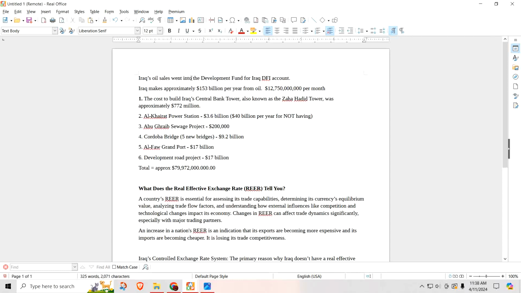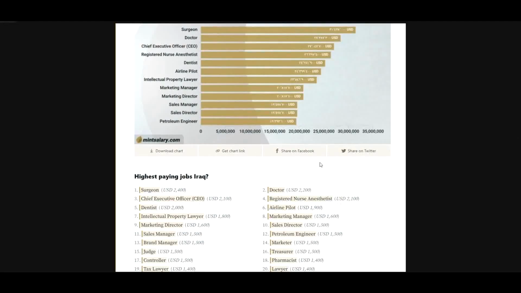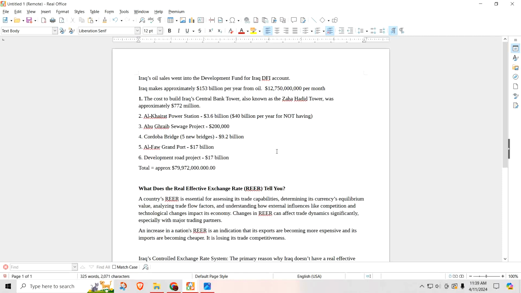You just seen their salaries. Does Iraq look like they can't pay salaries? Of course they can. But these are your top paying jobs over there. Do you see construction on here at all? No, the labor work over there in Iraq is cheap. When they do their budgets, it's already baked in.